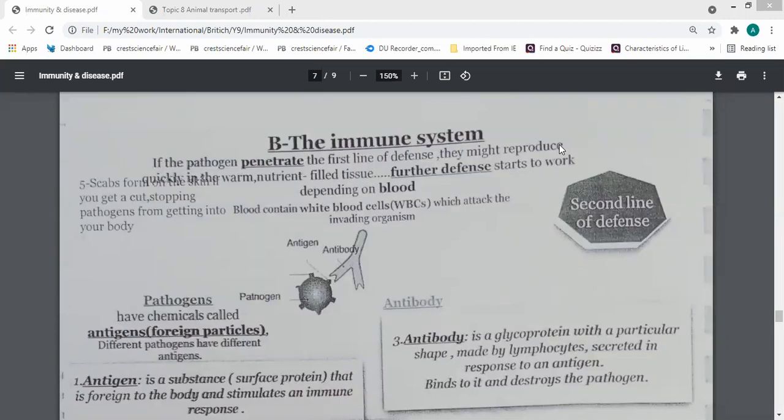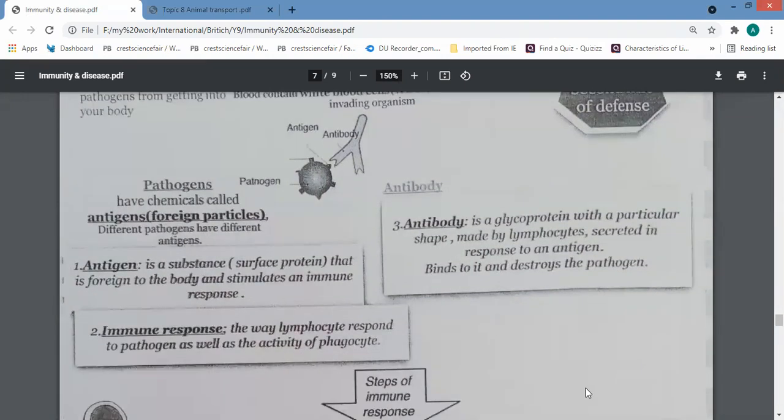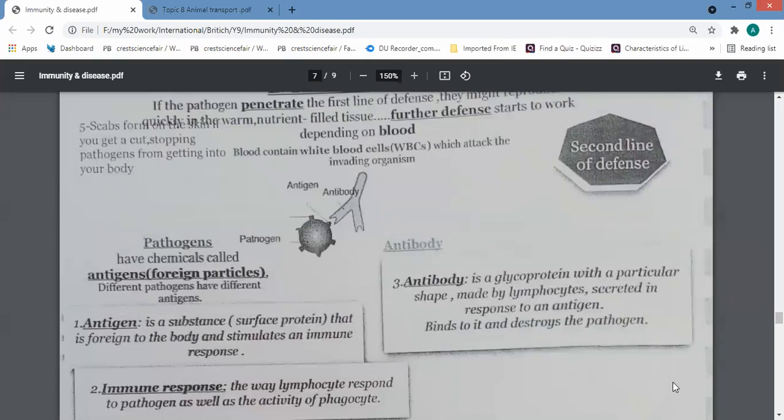The second line of defense means the pathogen has gotten into the body, penetrating the first line of defense. Now the role of white blood cells starts.